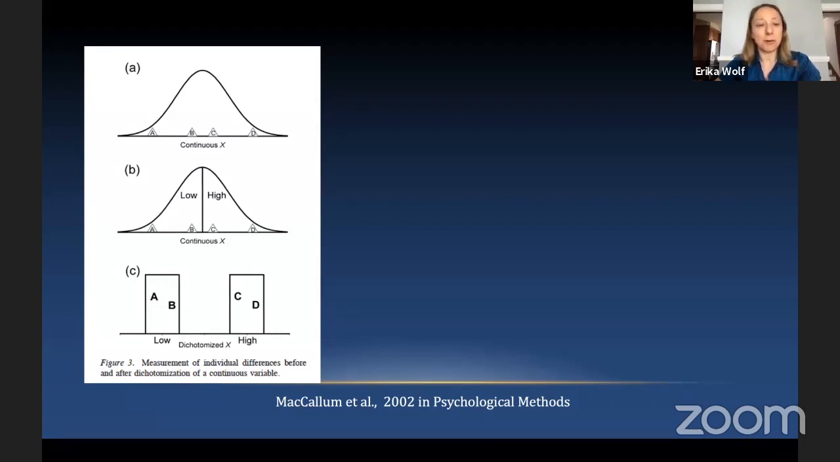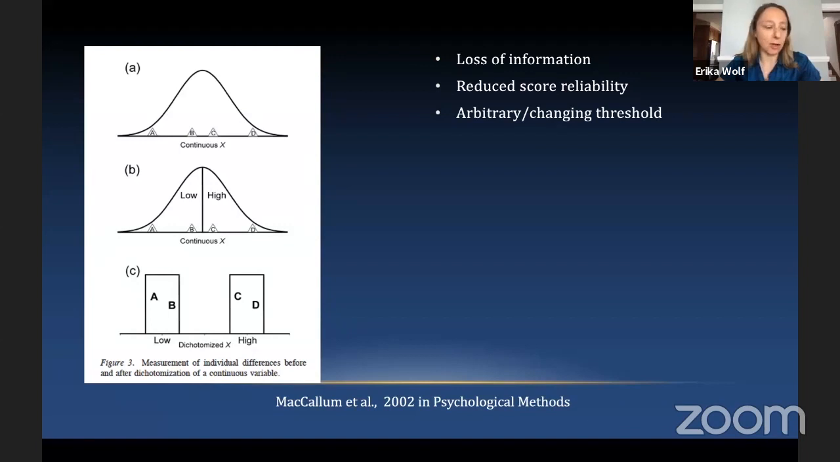And then you're going to take subjects who are actually fairly dissimilar to each other, like subjects C and D in this example, and you're going to put them in a group together. So you really have substantial loss of information when you do this and reduce score reliability, because as you can imagine, if I were to take this sample 10 different times, subjects B and C might flip back and forth across the division line numerous times, and I'm just going to grab one snapshot of them and put them in one group when really their scores might sometimes get categorized in one group versus another. This also means you're constantly using an arbitrary or changing threshold over labs and measures and over time.